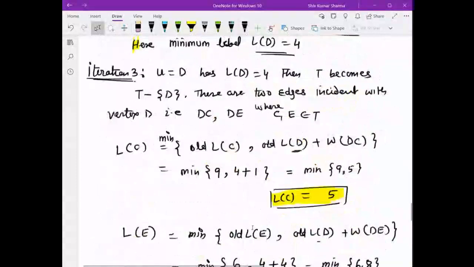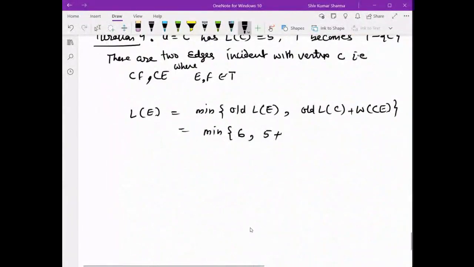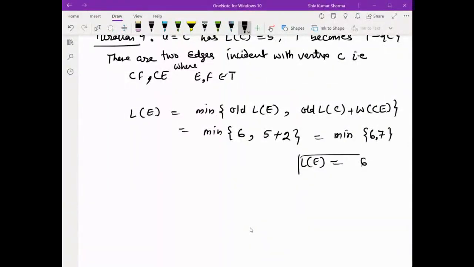Weight of C is 2. Weight of CE is 2. So we write it as 2. So this is equal to the minimum of 6, comma 7. So this is equal to 6. So LE, having the new level, is 6. Now we find the level for F.